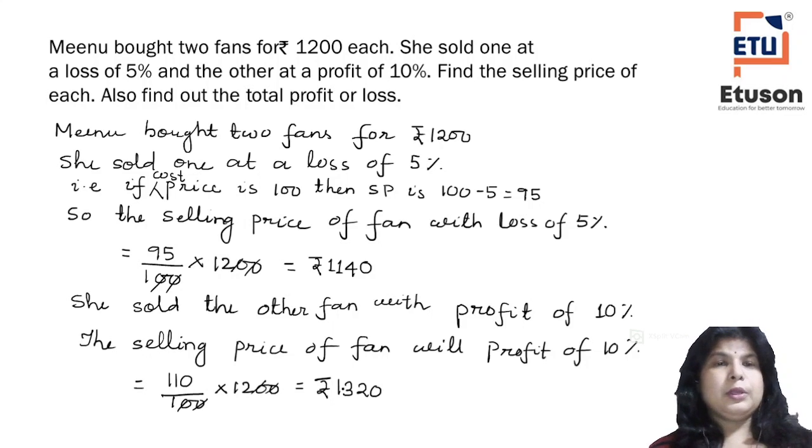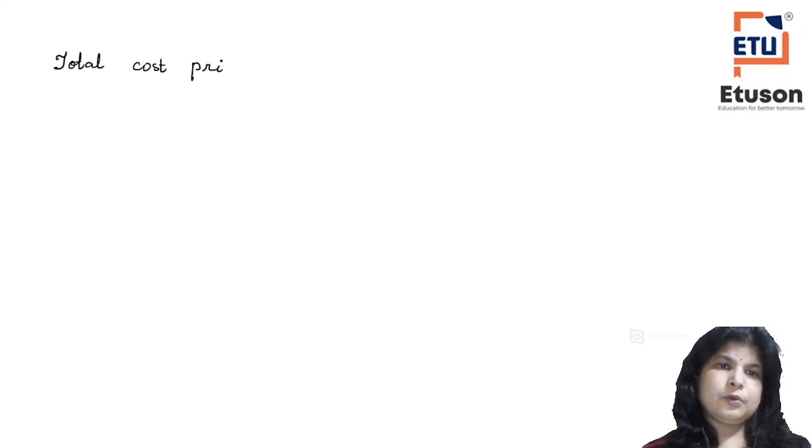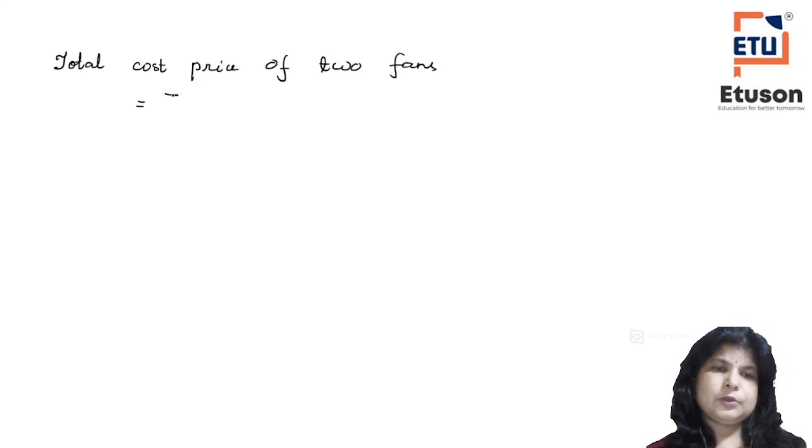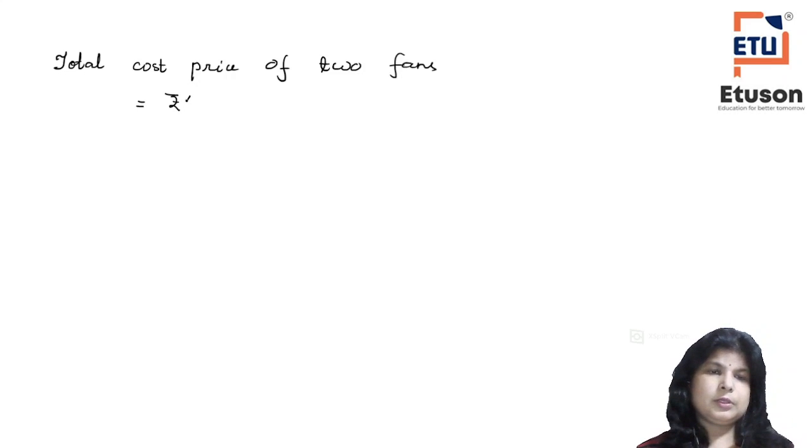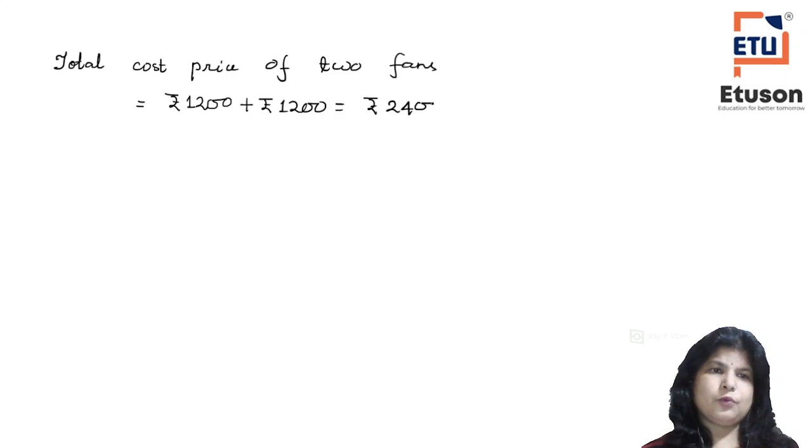So now you have to decide whether it is profit or loss based on the total amount of cost price and total amount of selling price. So let us find out. So total cost price of 2 fans is equal to how much? Each is purchased at the rate of 1200. So rupees 1200 plus rupees 1200, that is equal to rupees 2400. Right?